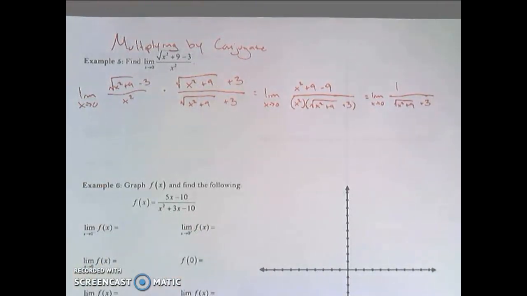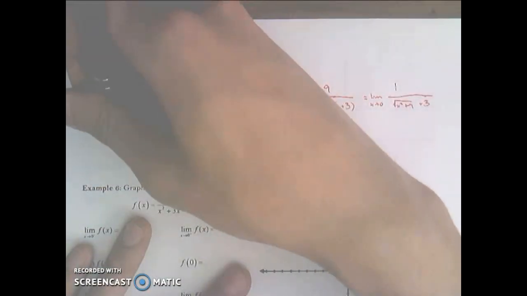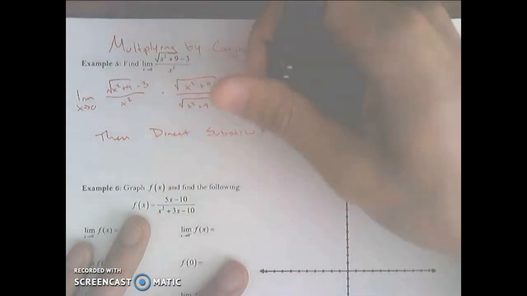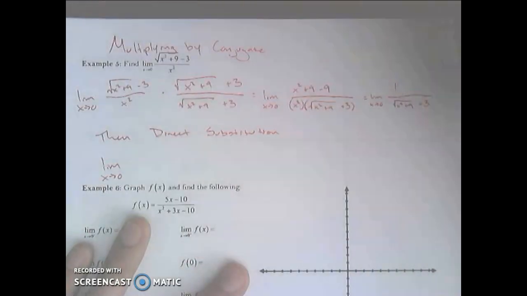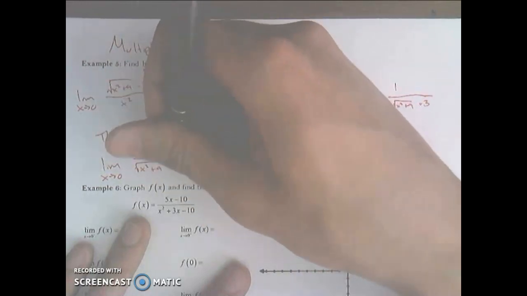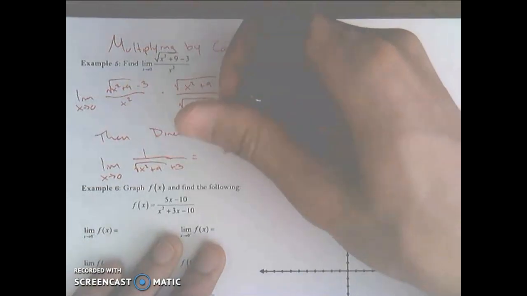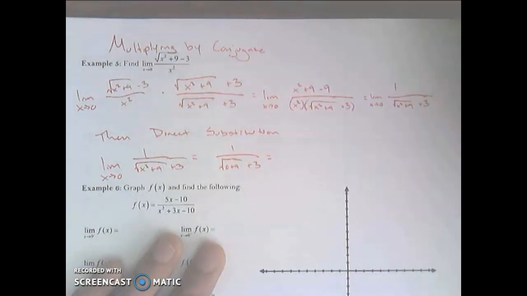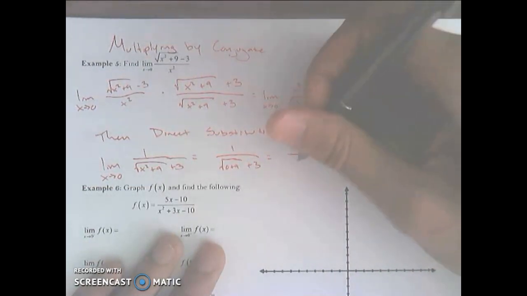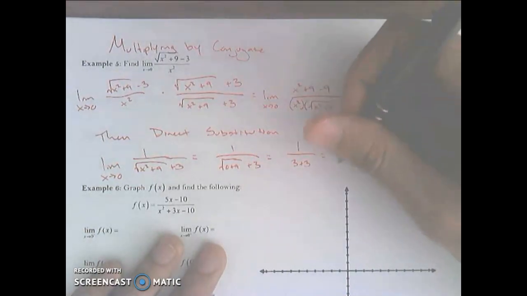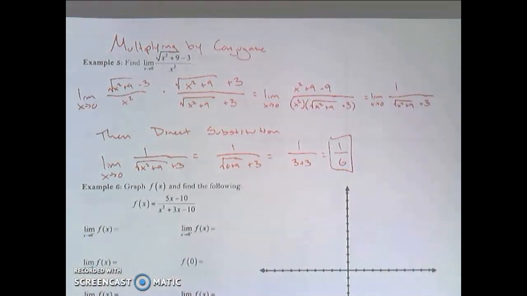So now we can use direct substitution. We can say that the limit as x approaches 0 of 1 over the square root of x squared plus 9 plus 3, I'm just rewriting it. Plugging in 0, we have 1 over the square root of 0 plus 9 plus 3. The square root of 0 plus 9 is the square root of 9. So we have 3 plus 3, which is 1/6. So the limit here is 1/6 as we approach 0.